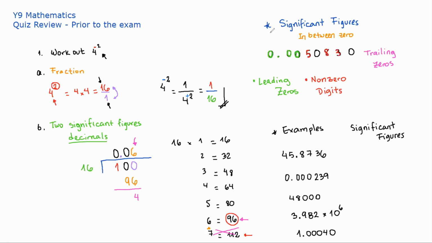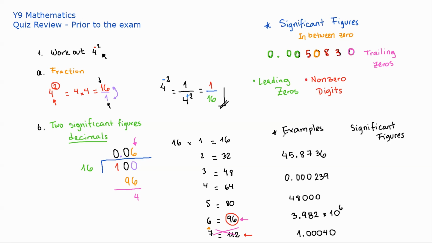Then you have an in-between 0. This 0 is between 5 and 8. That's what we call an in-between 0. And last but not least, we have the trailing zeros, all the zeros at the right side of your number. How do we know if our number has 2 significant figures, 3, 4, 5, 6?